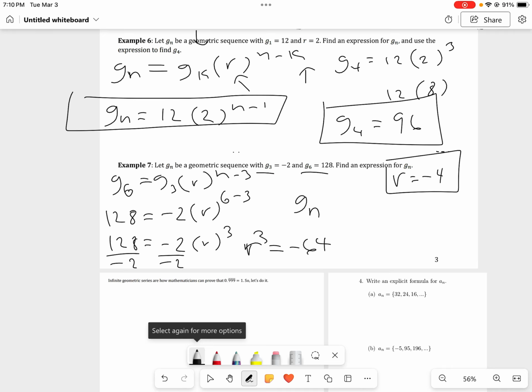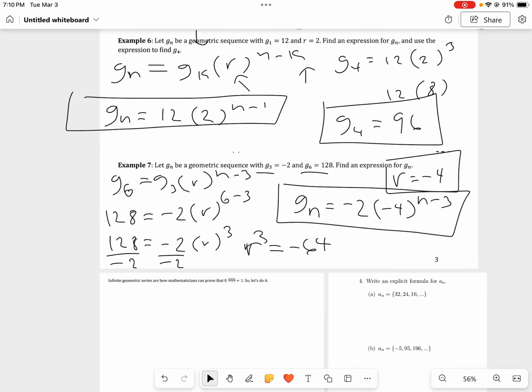So we just have g of n. We can use any term. Let's use g of 3, which is -2, r is -4, and then n minus that term, which is the third term, so it's n minus 3. And that's our expression.